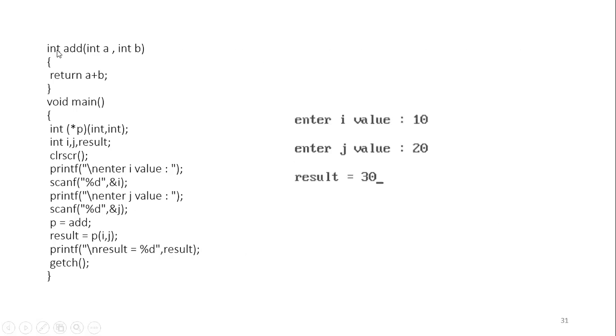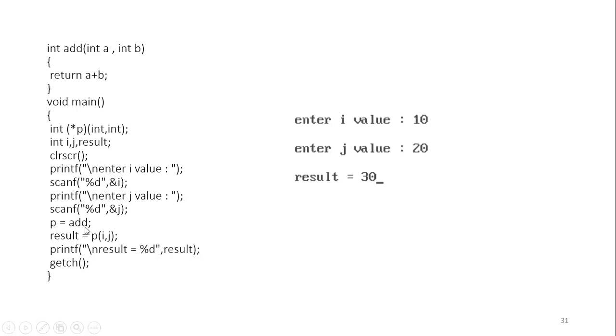For example, here I have declared two functions, the add function and the main function. As we already know, when we run the program, the main function is executed first. Here I am declaring a function pointer. p is a function pointer which points to a function which will return an integer and accepts two integer arguments as parameters. int i, j and result are the integer variables. Here I am entering the value of i. Say that the value of i is 10. I am entering the value for j. The value for j is 40.